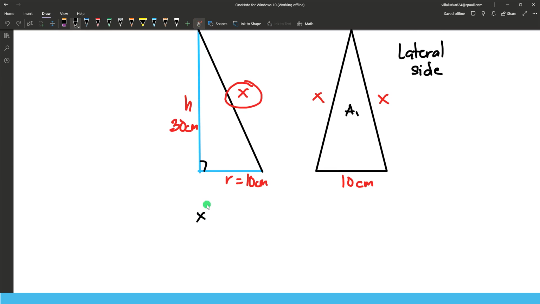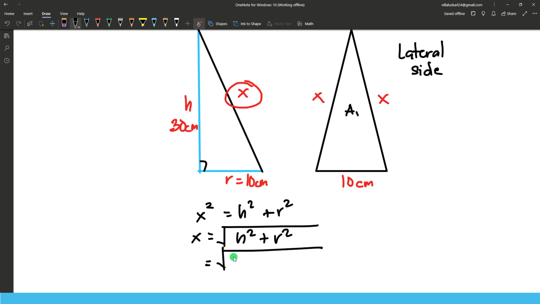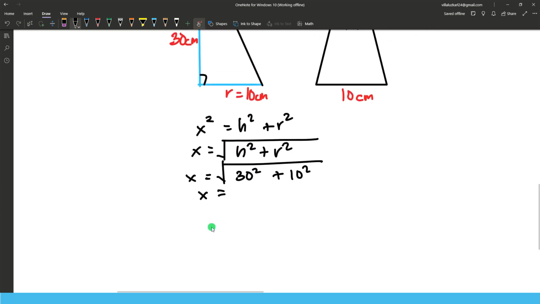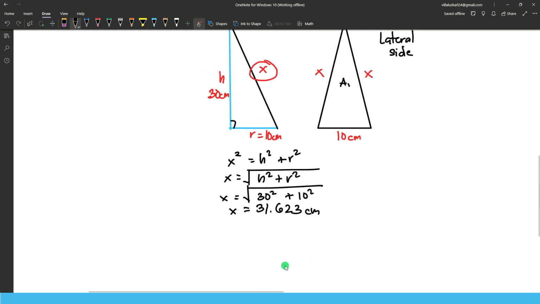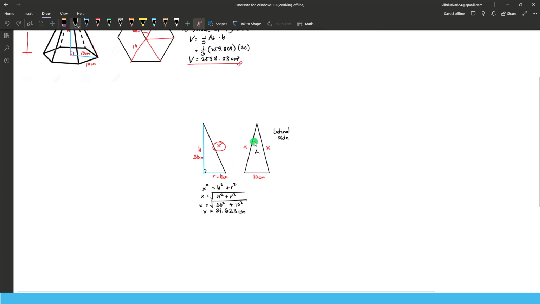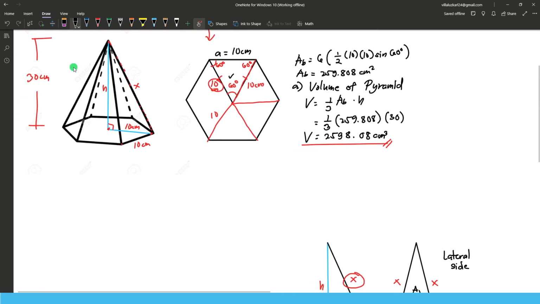Using the Pythagorean theorem, x squared equals h squared plus r squared. So x equals the square root of h squared plus r squared, the square root of 30 squared plus 10 squared. That's x. So x is equal to 31.623 centimeters. After determining x, we can now focus on this triangle.